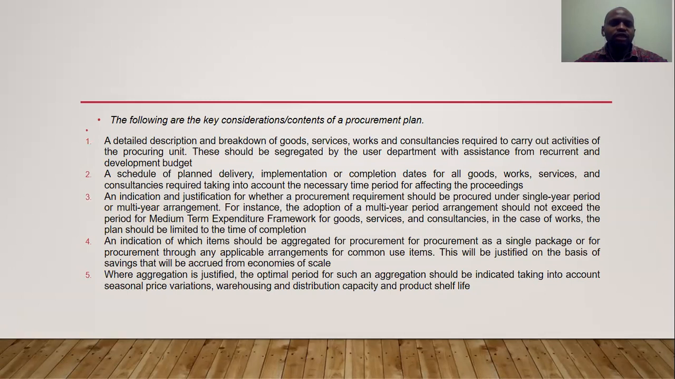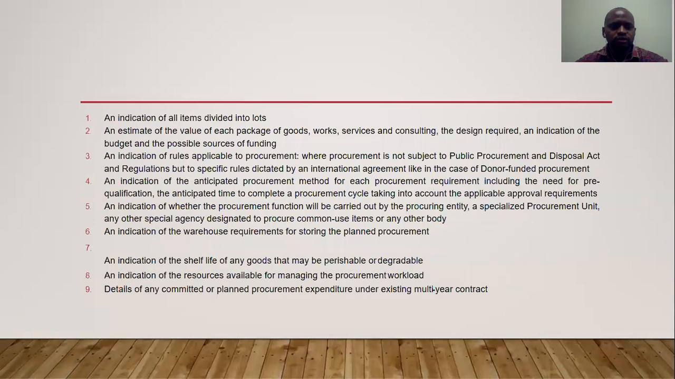So some of the key considerations of the content of a procurement plan may include a detailed description of the breakdown of goods, works, and services. It also shows a schedule of planned delivery, implementation, and completion dates. It indicates the justification for whether a procurement requirement should be procured under a single-year period or a multi-year arrangement. It also has an indication of some of the items that need aggregation, some of those that need packaging, profiling, and what have you. And where aggregation is justified, it also gives the optimum period that is required for aggregation.